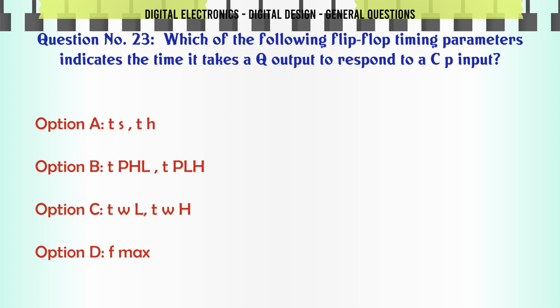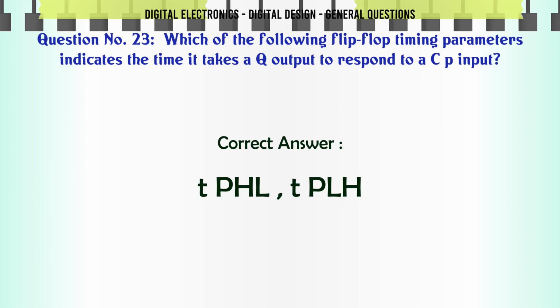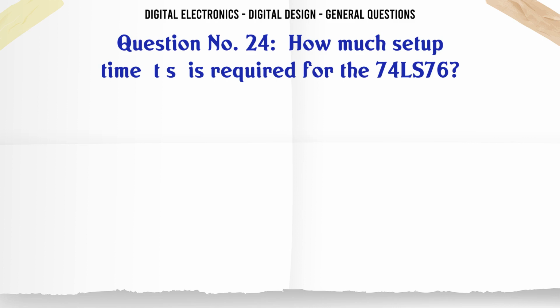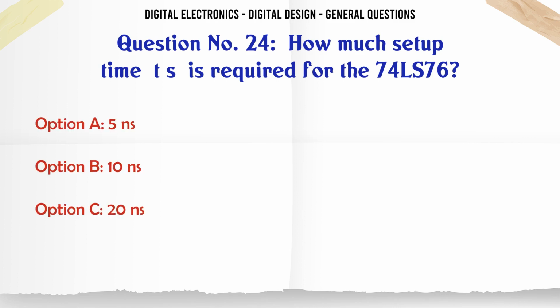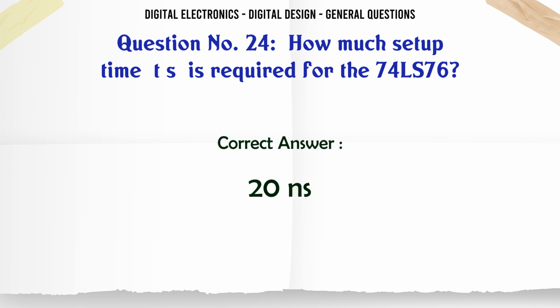Which of the following flip-flop timing parameters indicates the time it takes a Q output to respond to a CP input? A. TS, TH. B. TPHL, TPLH. C. TWL, TWH. D. FMAX. The correct answer is TPHL, TPLH. How much setup time TS is required for the 74LS76? A. 5 ns. B. 10 ns. C. 20 ns. D. 40 ns. The correct answer is 20 ns.